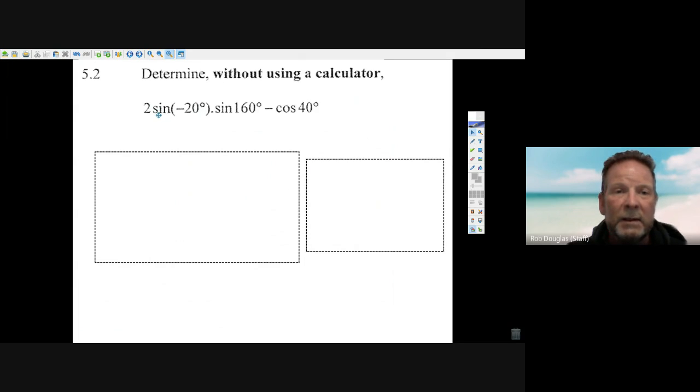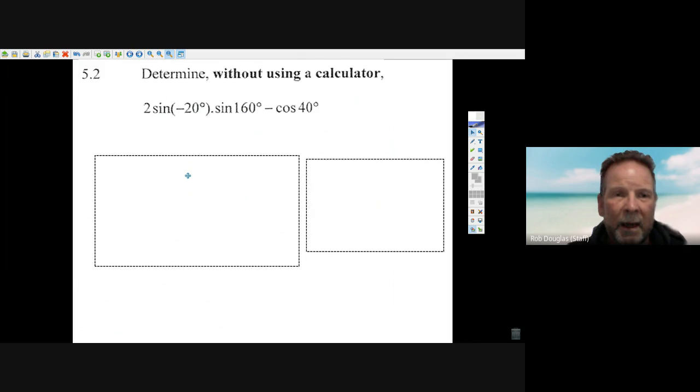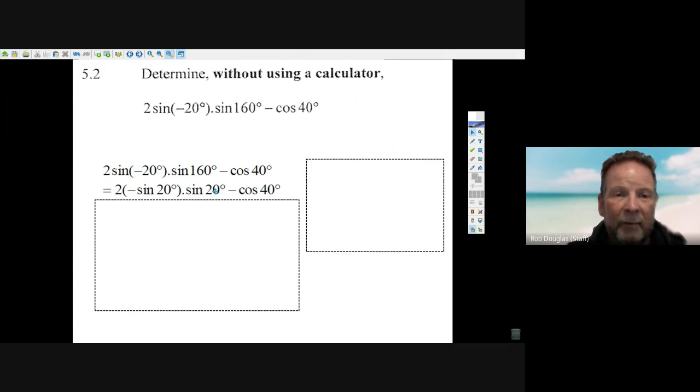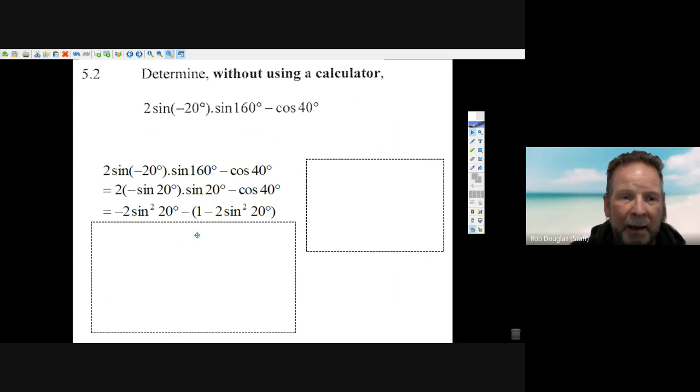2 times the sine of -20 degrees times the sine of 160. We're going to simplify this. Okay, well, this sine of 160 is really the sine of 20 because that's its reference angle, and it's positive there. Well, look at this. 2 times the sine of 20 times the sine of 20 again, that's the sine squared of 20.